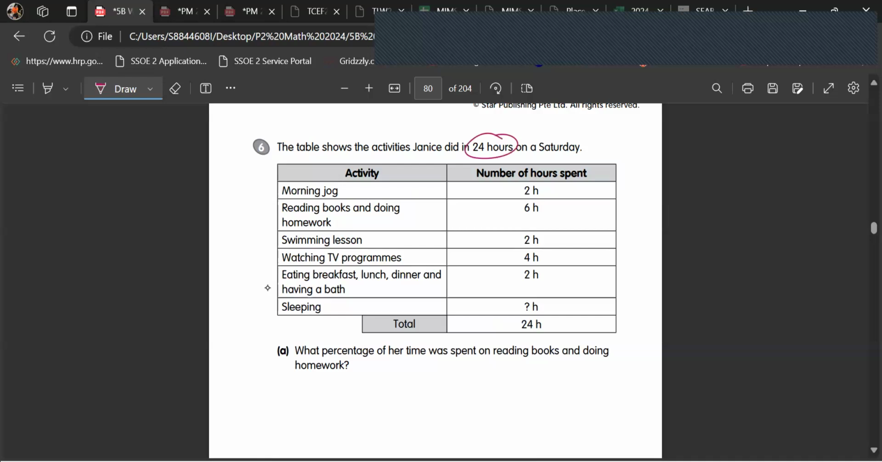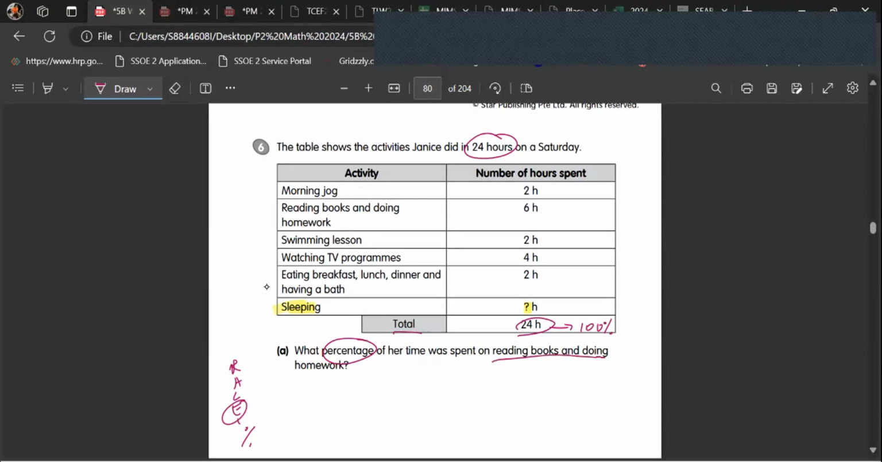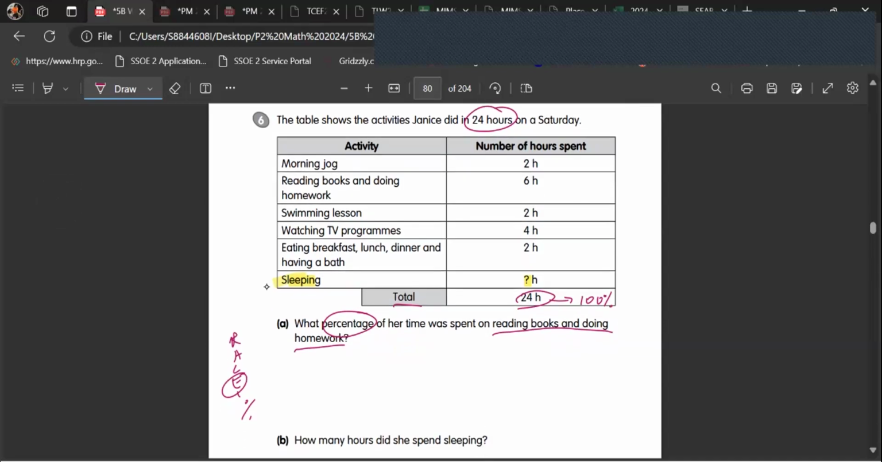So the whole Saturday was 24 hours. So this is 100%. And the first question has a missing identity here. We don't know how long she slept. The first question asks how much, so you have percentage again, so your unit required is percent. Her time spent on reading books and doing homework. So I will write down reading books plus doing homework out of the whole of 24 hours, then multiply by 100%.